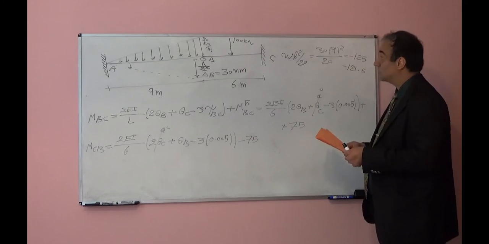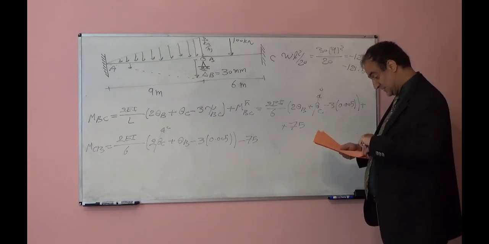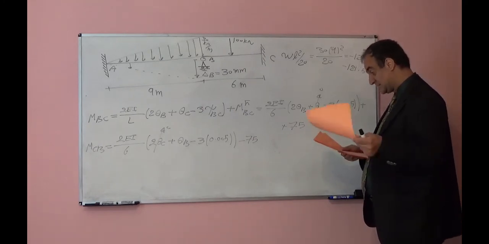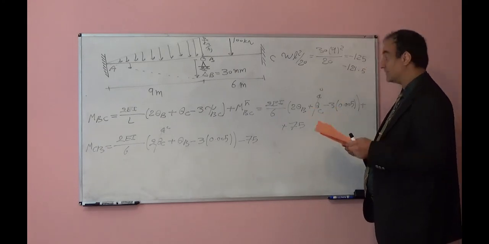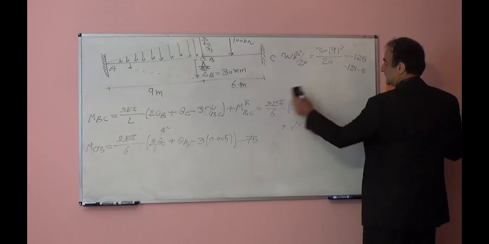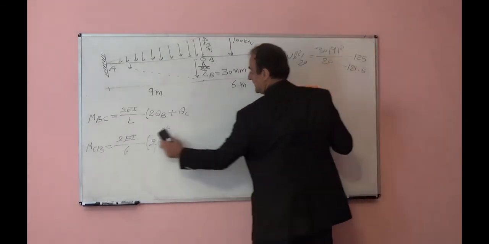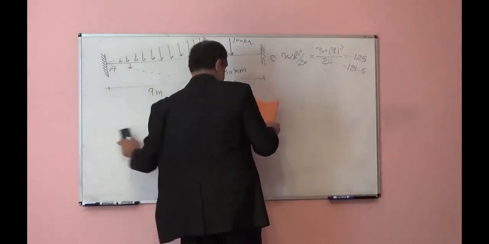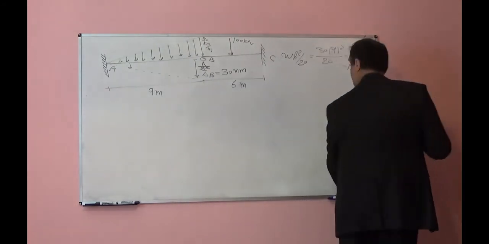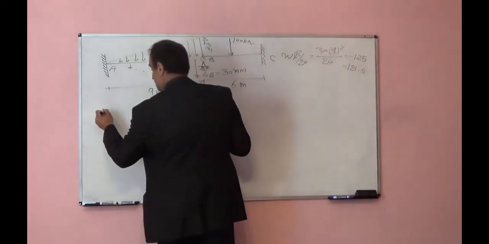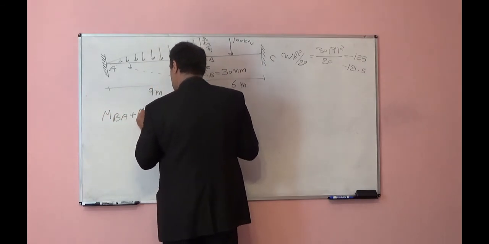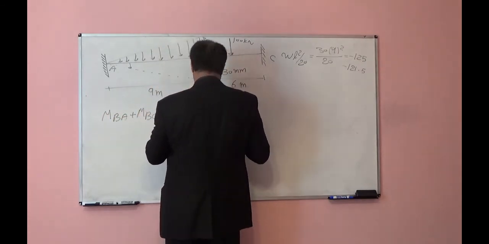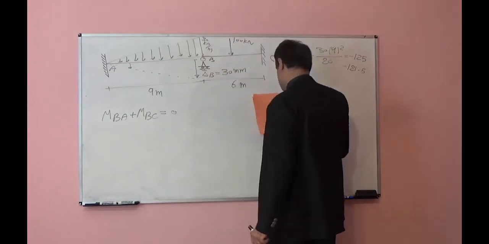After writing all these equations, we can write the equilibrium equation. What is the equilibrium equation here? At joint B, we know M_BA plus M_BC should be equal to 0.